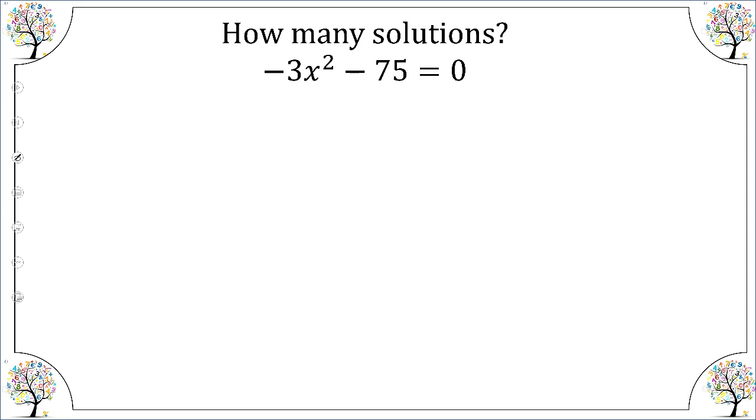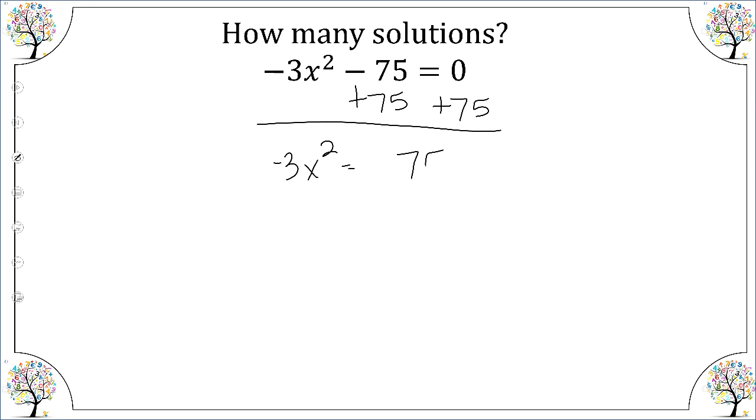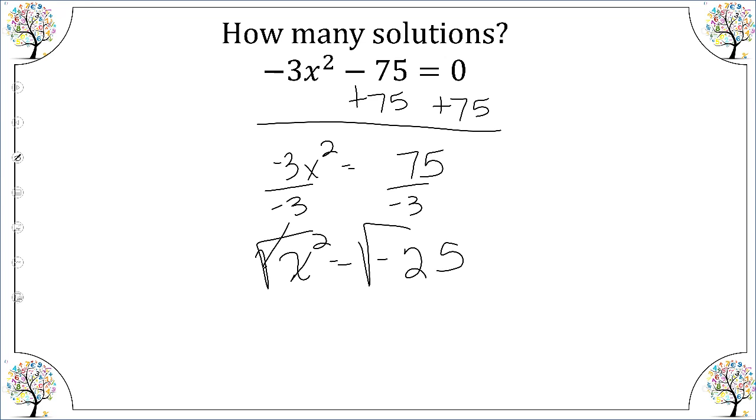Okay, this looks similar, but it's different, so we are going to add 75 to both sides, the addition property of equality. Then we're going to use the division property of equality. And then as we take the square root of both sides, we notice the radicand is negative, so there's no real solutions.